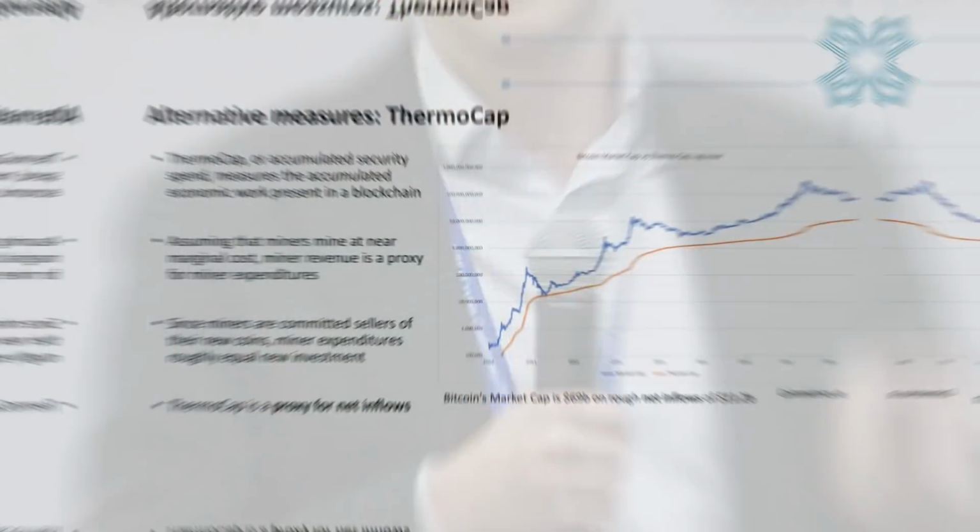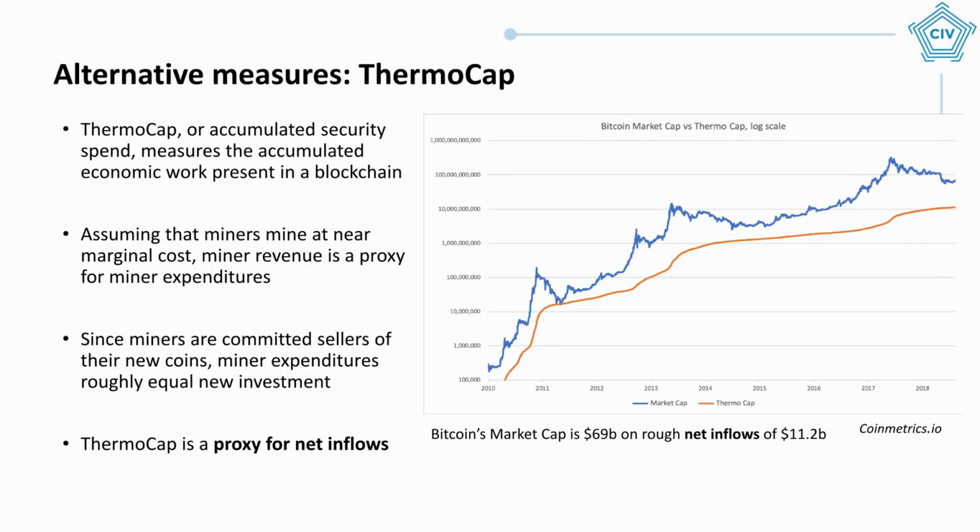And if you take this to its logical conclusion, you get a situation where you can guess at the net inflow into a proof of work currency. This is a methodology that's been around for a while. I call it ThermoCap. You could call it anything. Bitcoin's market cap today is 69 billion, but the estimated net inflows using this methodology are 11 billion.